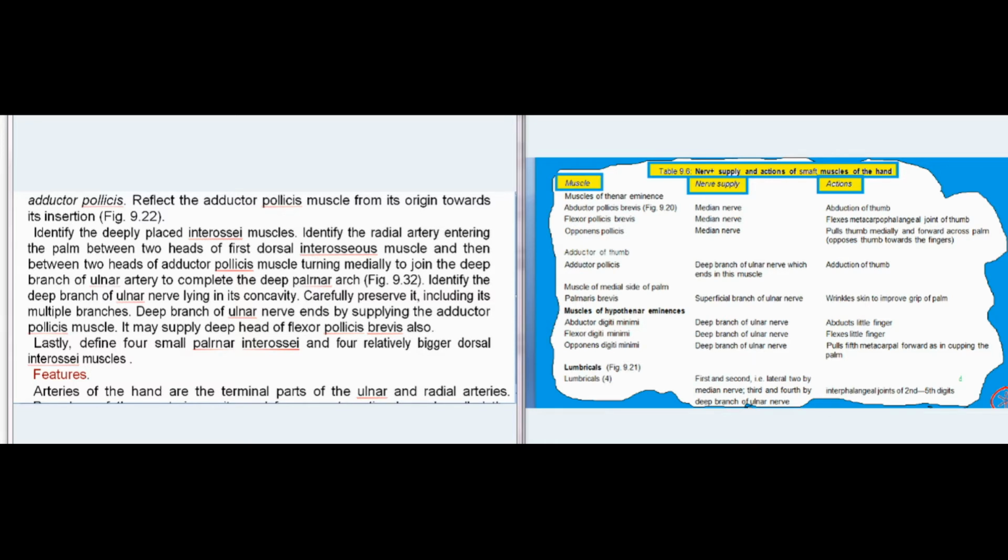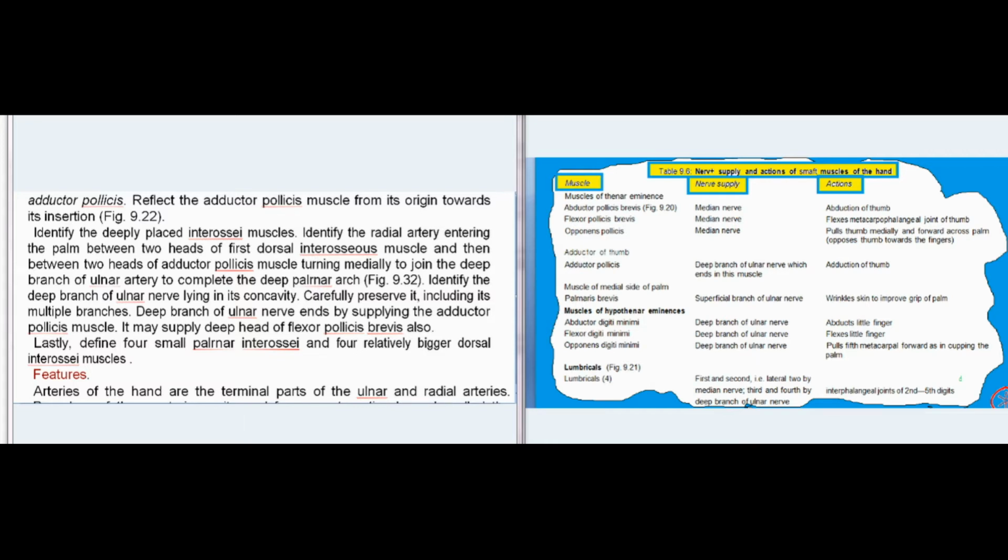Identify the deeply placed interossei muscles. Identify the radial artery entering the palm between 2 heads of first dorsal interosseous muscle and then between 2 heads of adductor pollicis muscle, turning medially to join the deep branch of ulnar artery to complete the deep palmar arch, Fig 9.32. Identify the deep branch of ulnar nerve lying in its concavity. Carefully preserve it, including its multiple branches.